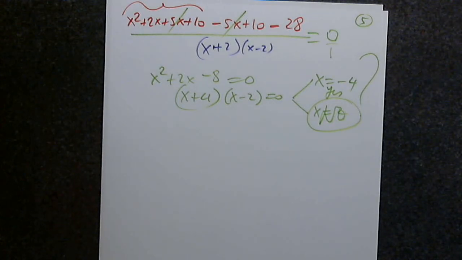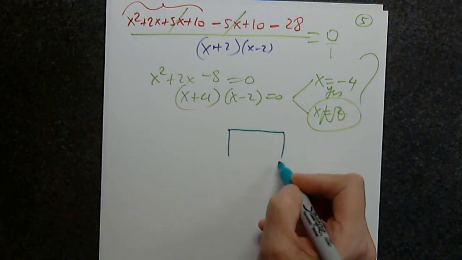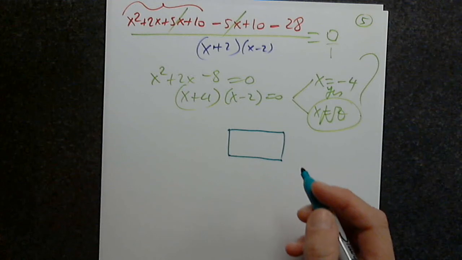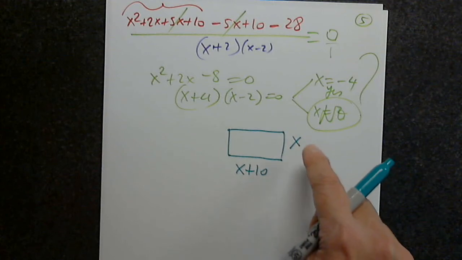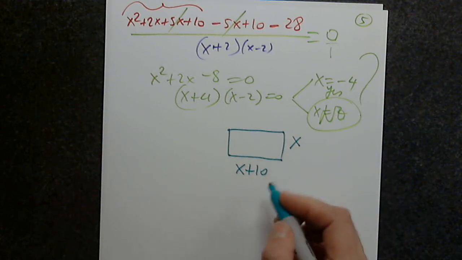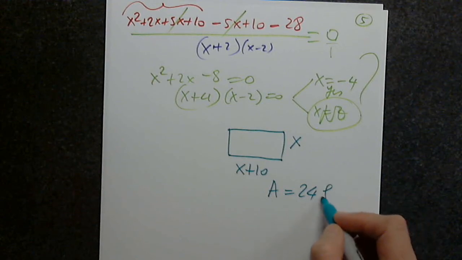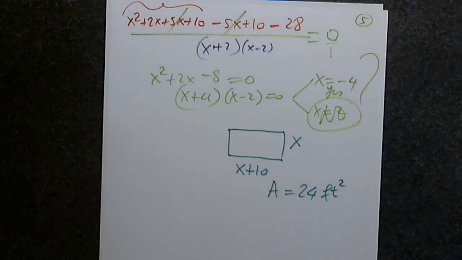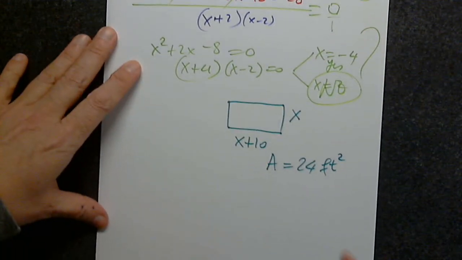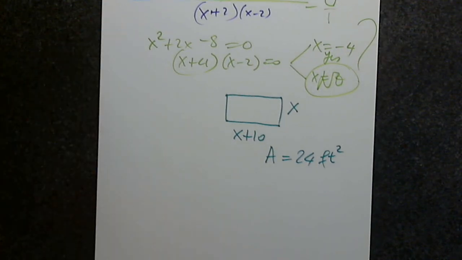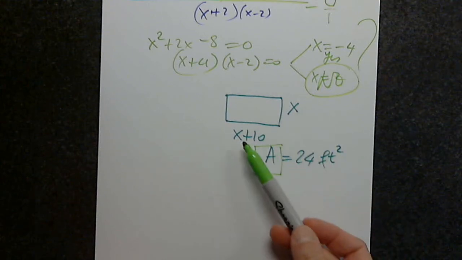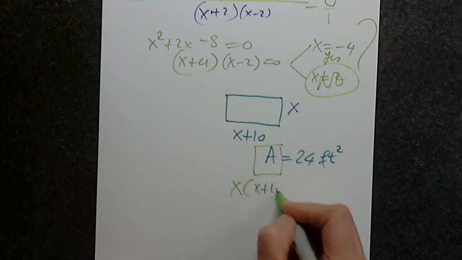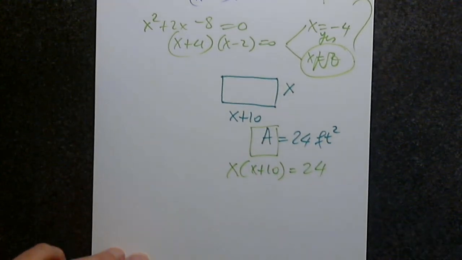Okay. Top one. So we have the length is 10 feet longer than the width. The length is 10 feet longer than the width. If the area is 24 square feet, find the dimensions. So the area of this rectangular plot must be length times width. So this side will be replaced by x times x plus 10. The other side is 24.